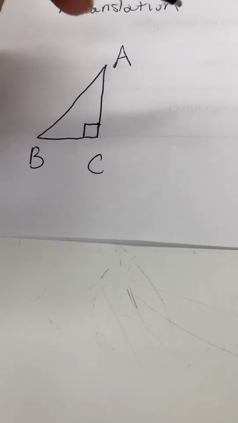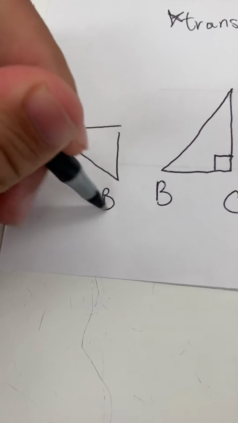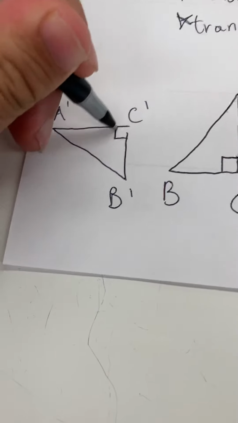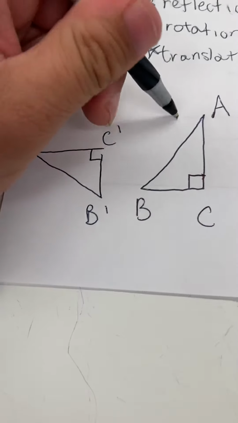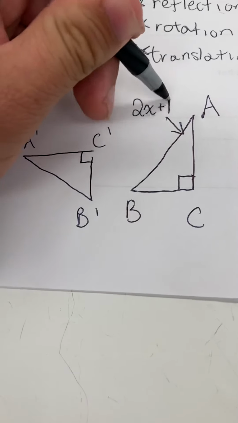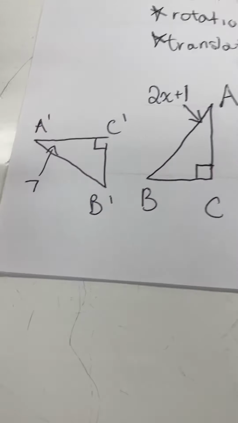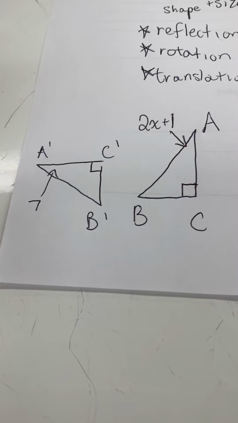So here are some questions that may come up. Let's say triangle ABC is being rotated to become triangle A after, B after, C after. If angle A is 2x plus 1, and angle A after is 7, what is the value of x?